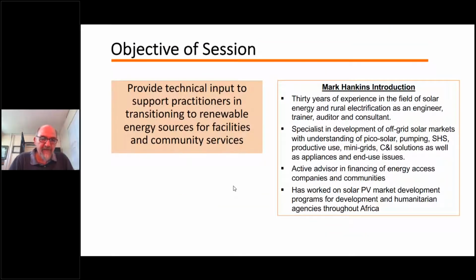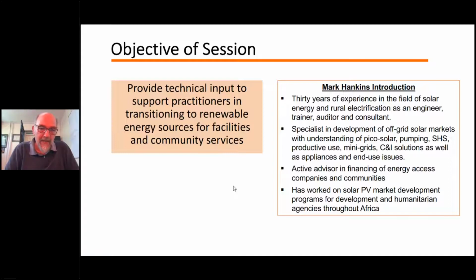So the objective of the sessions is to provide technical input to support practitioners in transitioning to renewable energies. It's really good to see so many people from the humanitarian sector, because I think that's where we need the change to come from. The energy sector in East Africa. I'm sitting in Nairobi right now, where I've been based for 30 years, and we need to help the humanitarian sector to do what the energy access sector has done over 30 years.